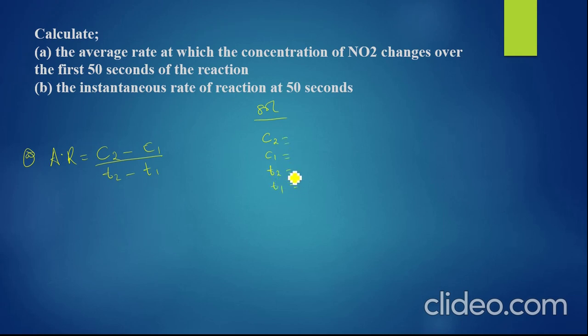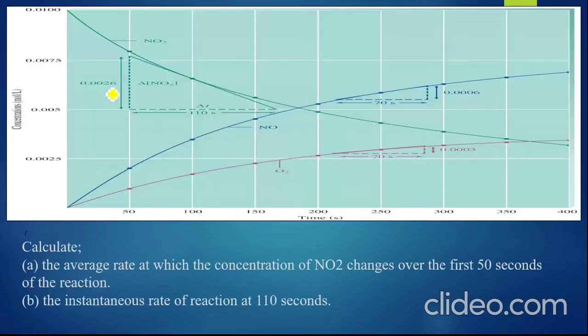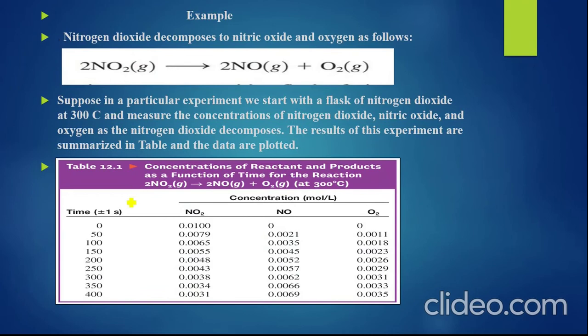So what do you do there? Since the question is saying at 50 seconds, you need to go back to the table so that you can determine the concentration there. So remember, this is the average rate. So here you are having 50. At 50, the concentration of nitrogen dioxide was 0.079.